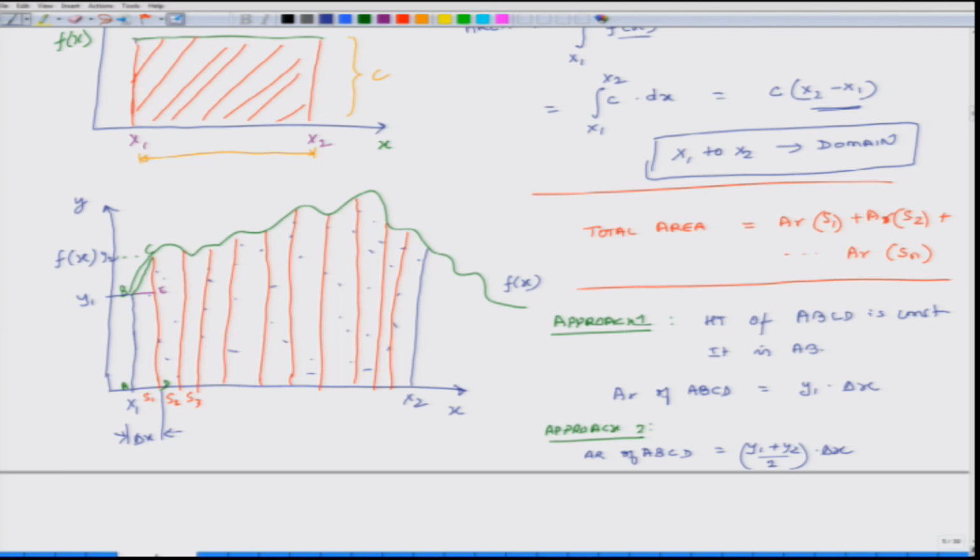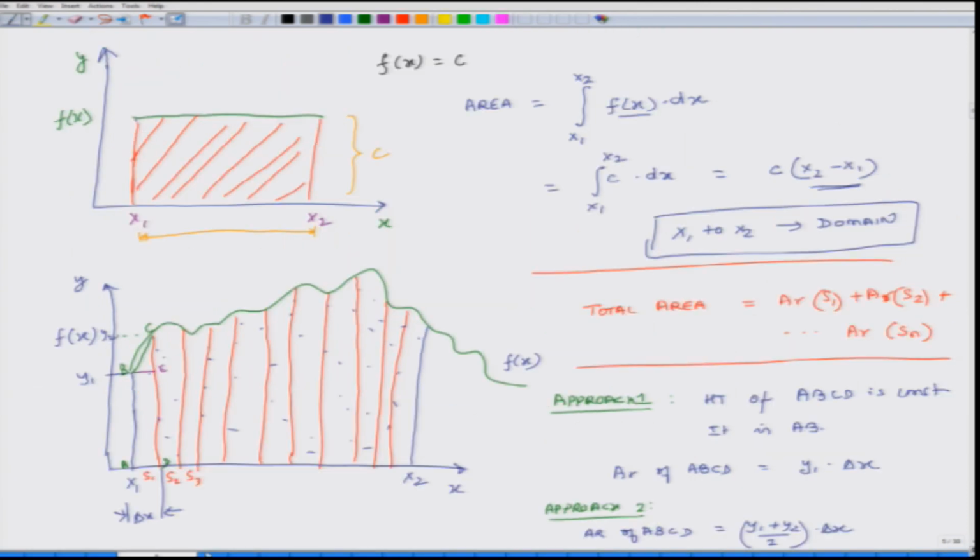I can have a third approach. The first approach is that I treat this complicated shape as just a simple rectangle. The error is large and it equals the area of BEC. The second approach is I treat it as a trapezoid. In that case, the error is this region between the two green lines. I do not want to shade it right now because I will draw another curve there.